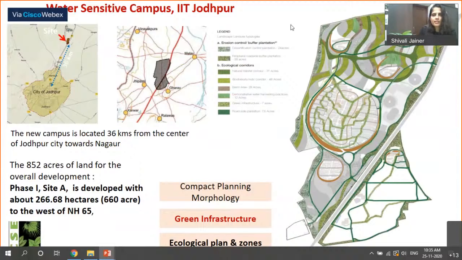There's one more recent campus. So this is IIT Jodhpur. This is designed by architect Sanjay Prakash, his firm Shift, and they designed this campus to be a water-sensitive campus. It is near the highway NH65, and the master plan is designed in a compact way, so that all these green and buffer areas could naturally be included in the site, and it could support the green infrastructure activities at the site.